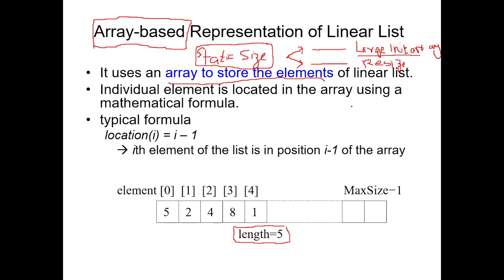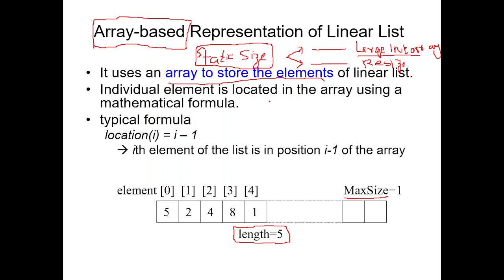So this is how the array-based implementation of a linear list would look. This is an array of size maximum size. ठीक है? You create it before storing any elements into this list, and then you start storing elements into the list. ठीक है? So right now we have 5 elements in this list, 5 2 4 8 1 say.